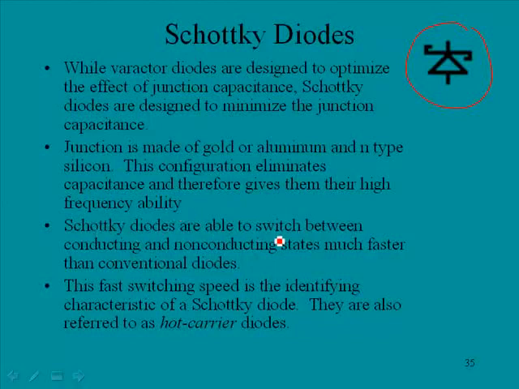Schottky diodes are able to switch between conducting and non-conducting states much faster than conventional diodes. The fast switching speed is the identifying characteristic of a Schottky diode. They are also referred to as hot carrier diodes.